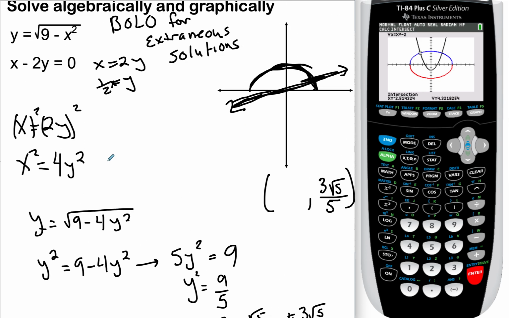But now we're going to solve for x. Okay? So x is equal to 2 times y. Perfect. So that means x is equal to 2 times 3 root 5 over 5. In other words, x equals 6 root 5 over 5.